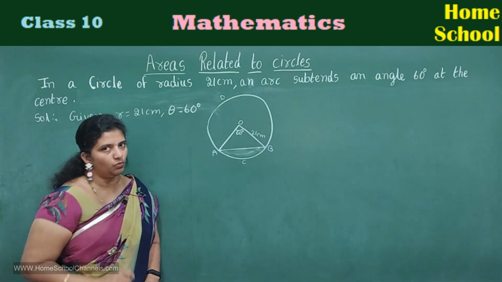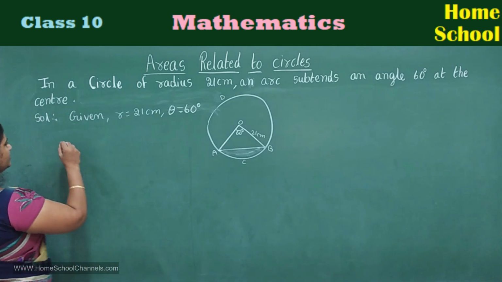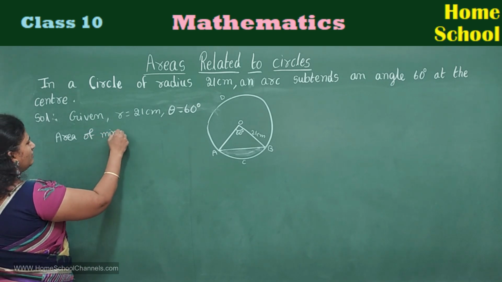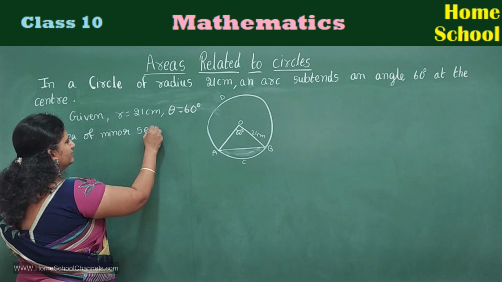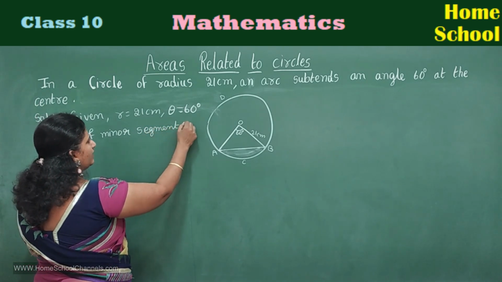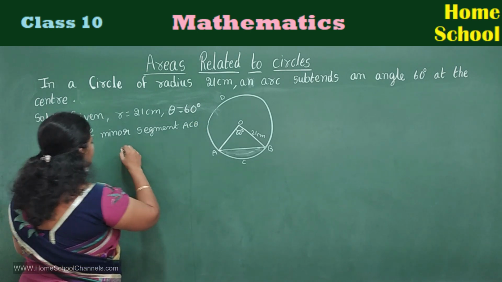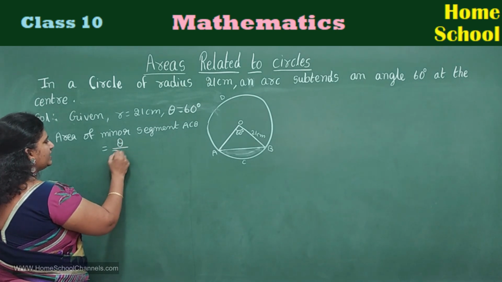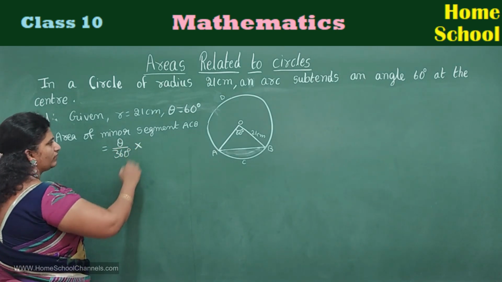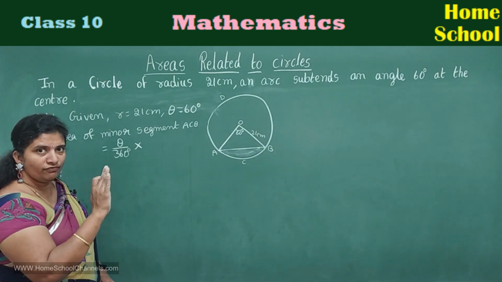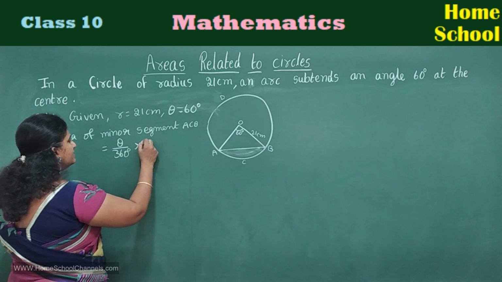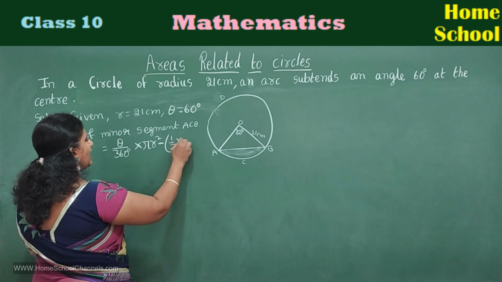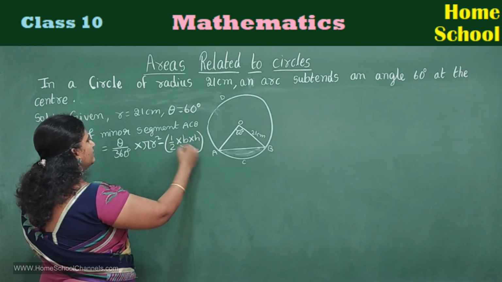ACB segment area you want, right? First question in this, area of minor segment. Area of minor segment ACB is equal to, what is the formula? Theta by 360 degree into sector. Sector formula you should remember first. That is pi r square minus area of a triangle, half into base into height.